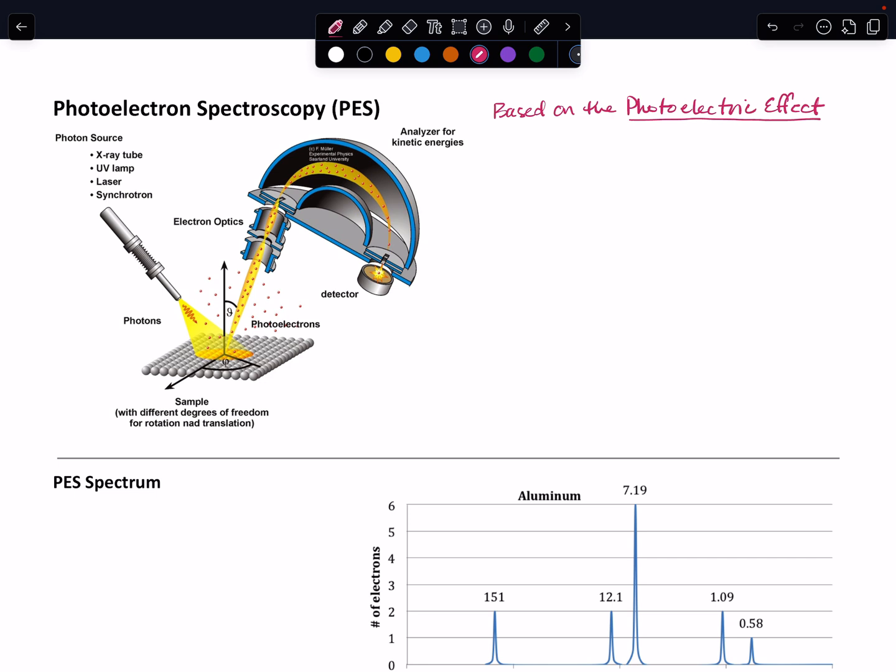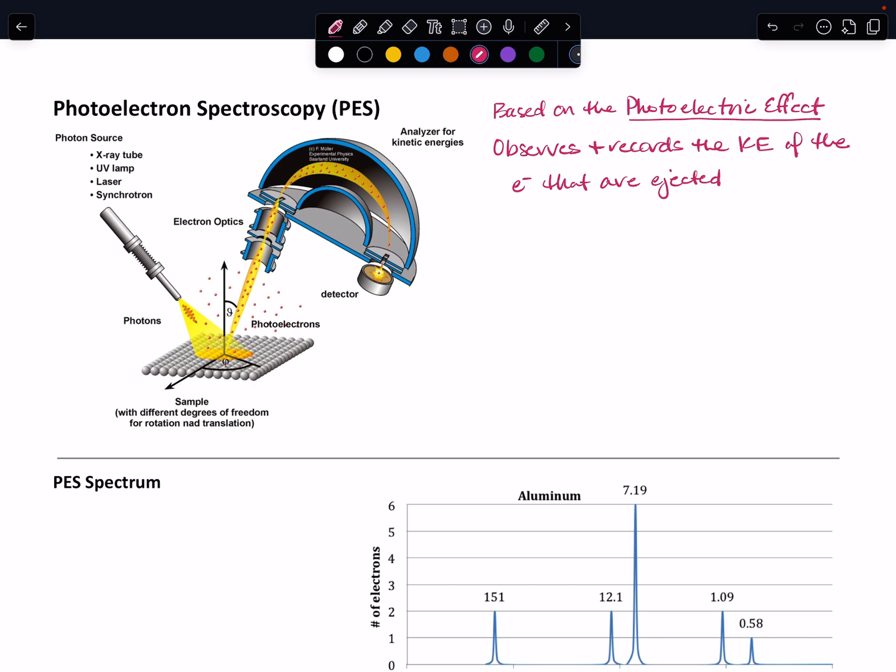And remember, photoelectron ejection means that the electrons are fully ejected from the atom. They are not just moving to an excited state, then dropping back down to their ground state. They are fully ejected from that atom. So what PES does is observe and record the kinetic energy of the electrons that are ejected. All right, so why does this matter?